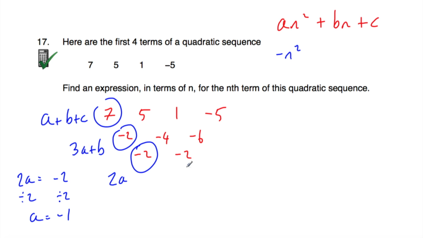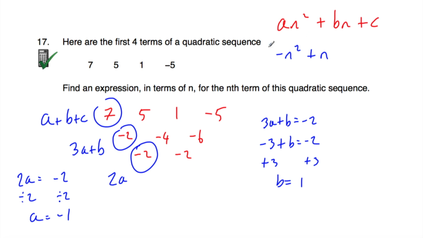Now, if we look at our first difference, we've got 3a plus b is equal to minus 2. Now, a is equal to minus 1, so 3 times minus 1 is minus 3. Plus b is equal to minus 2. Now we want to get the b on its own, so we're going to add 3 and add 3, so we get b is equal to, and minus 2 plus 3 is 1. So instead of plus bn, we're going to write plus 1n, or I would actually just write plus n instead of writing plus 1n.